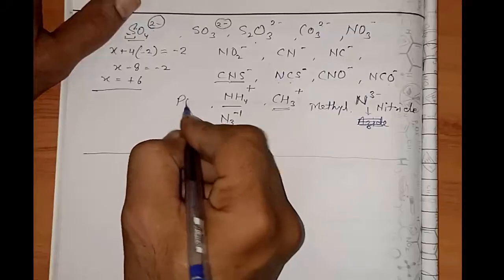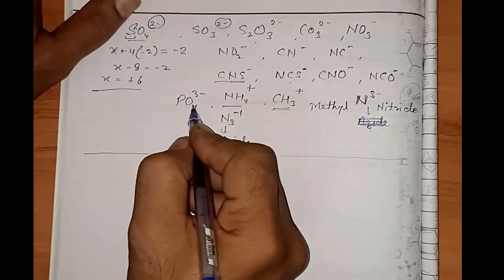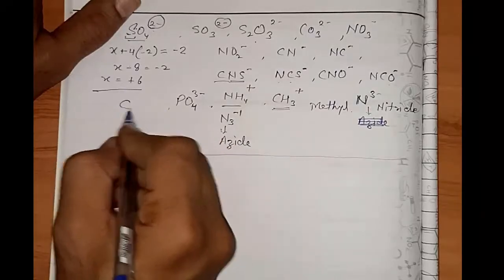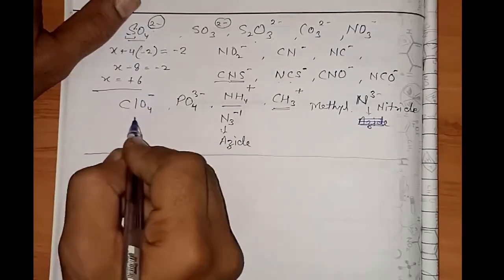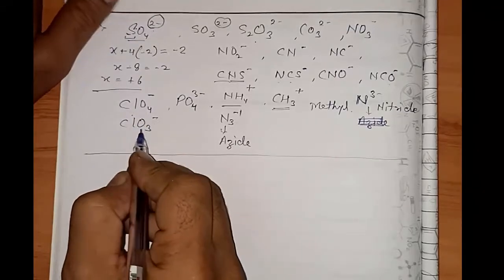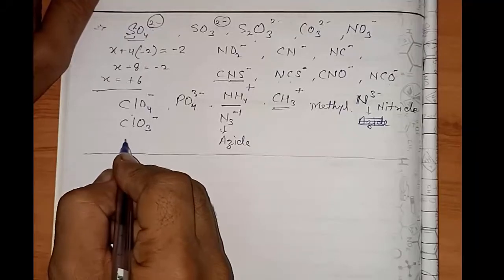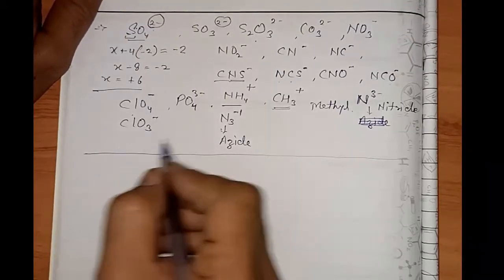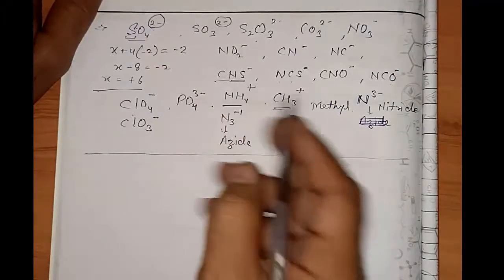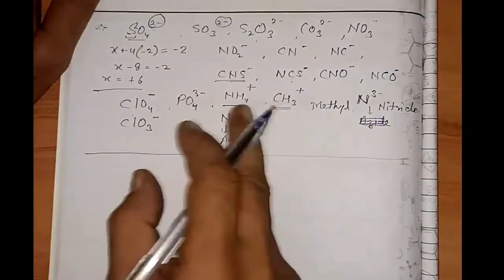And students, one more thing, you have to memorize all these ions. Some are like phosphate ion, PO4 3 minus. And ClO4 minus is perchlorate ion, ClO3 minus is called chlorate ion. There are many more examples. I will send you the list of all these ions.